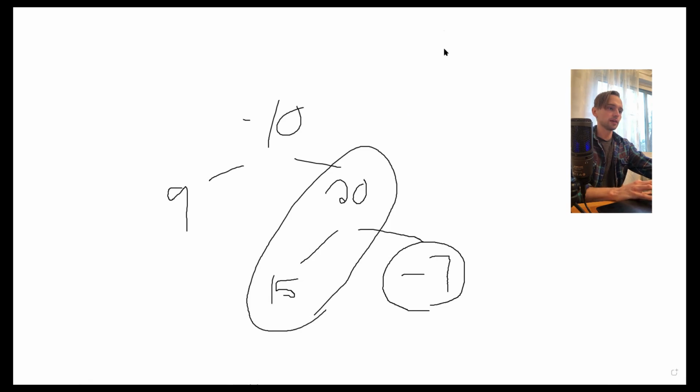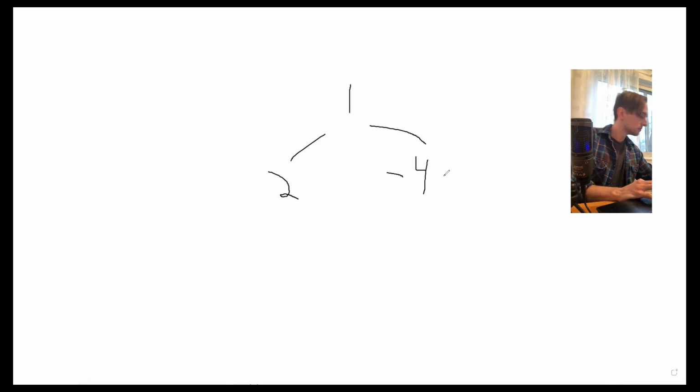Let's clear our drawings. And then I wrote an example down on my notes to show something else. Start with 1 as our root, and then -48. And on the left side, we have 2, and then here, we have -46.